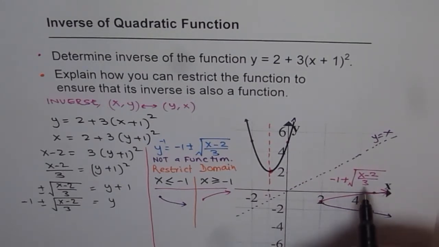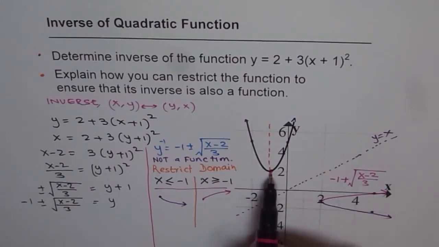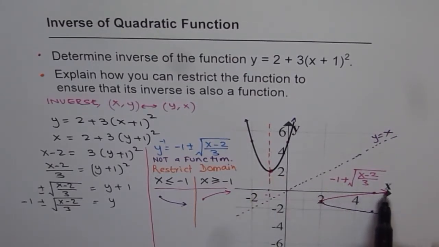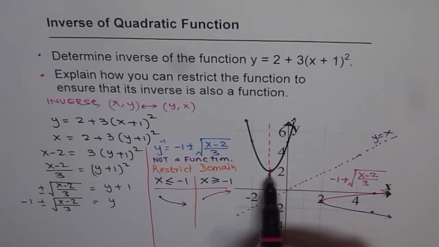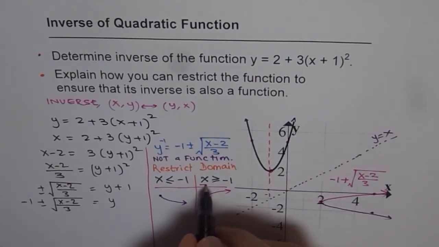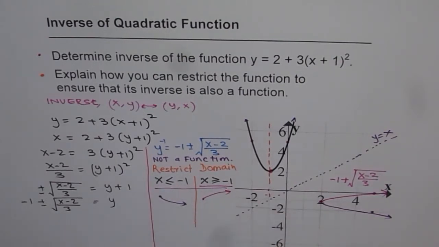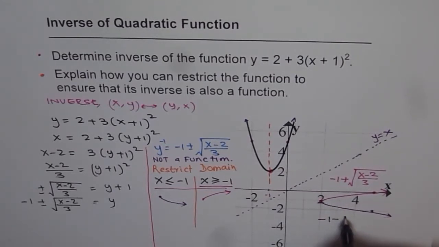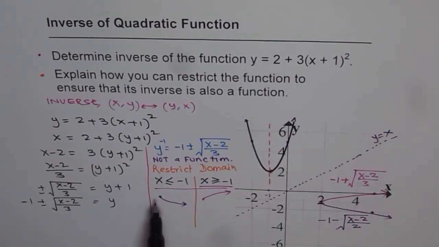In that case, remember to write your answer with restricted domain, since this is the inverse of the right side of your parabola where x is greater than or equal to -1. Do you understand? If I give you the lower half, which is -1 minus the square root of (x minus 2) over 6, then the inverse of this function is the left part of your parabola. So you have to write this parabola with a restriction that x is less than or equal to -1. Do you understand? That is extremely critical when you're trying to write down the inverse of a function, right?